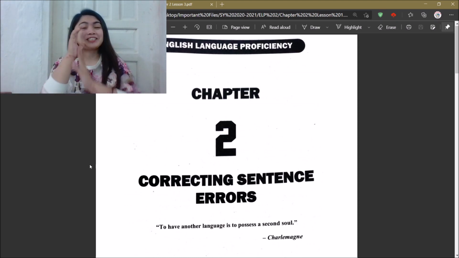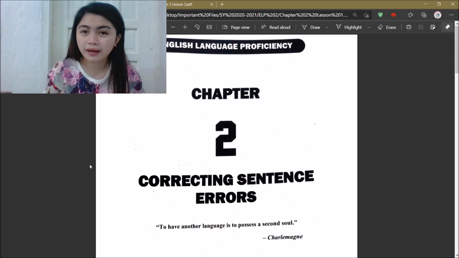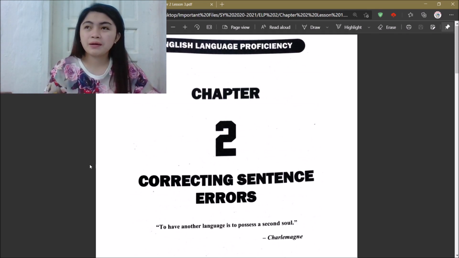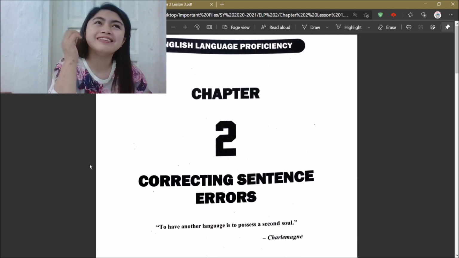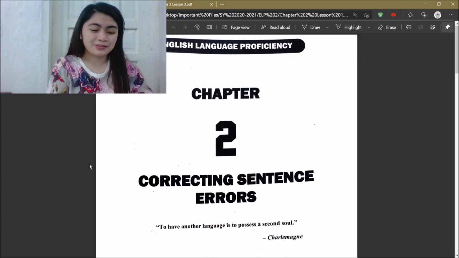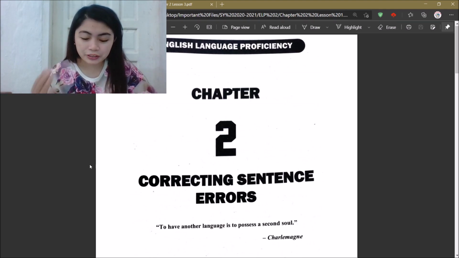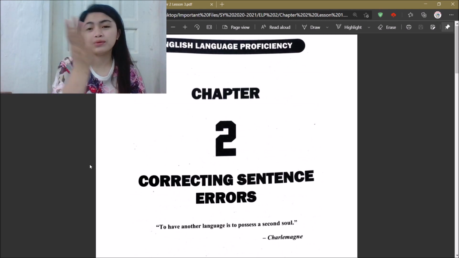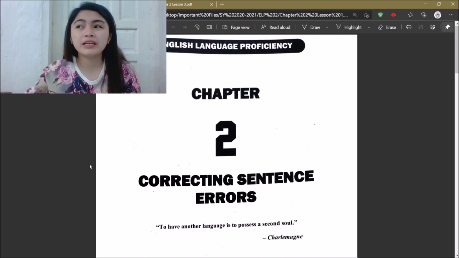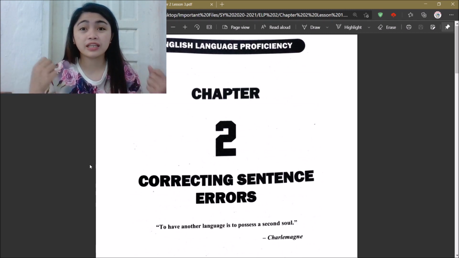So yeah, this is chapter 2. This is about correcting sentence errors. So why do we need to correct sentence errors? Bakit kaya kailangan pa nating pag-aralan to? So sabi nga, good grammar helps you communicate clearly, and through good grammar, through a complete thought, you will be able to get the answer that you want.